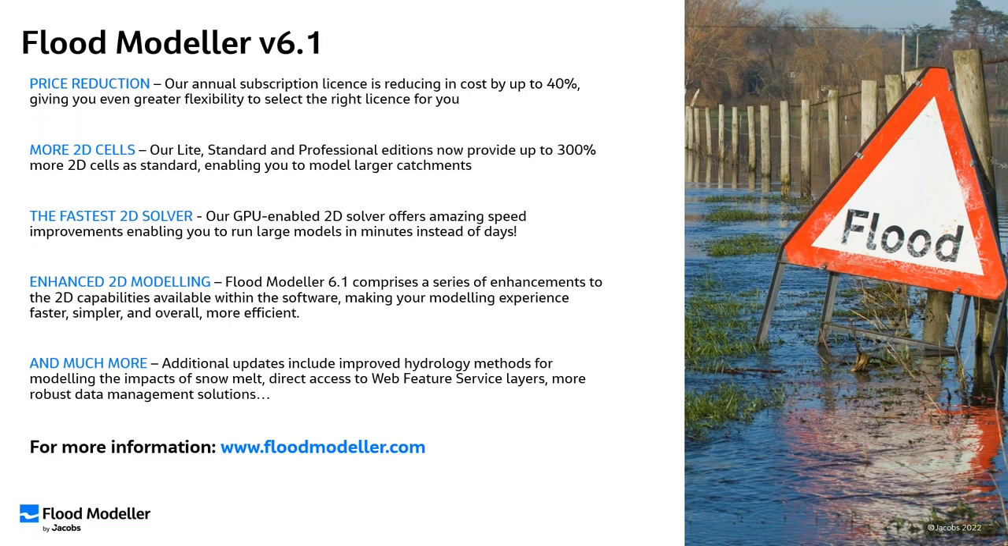Across our light, standard, and professional editions, we're now going to provide up to 300% more 2D cells, enabling you to model larger catchments, or if you want, to have finer resolutions over the same area. There's going to be a bit of a price reduction as well, so our annual subscription license is reducing in cost by up to 40%. And there's loads more coming as well: improved hydrology methods for modeling the impacts of snow melt, and as I talked about earlier, access to web feature service layers, your WFS layers, and more robust data management solutions. So loads of things out there.